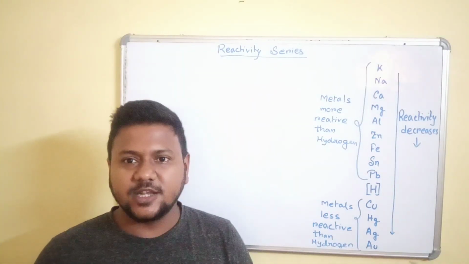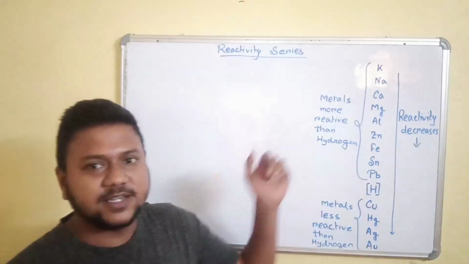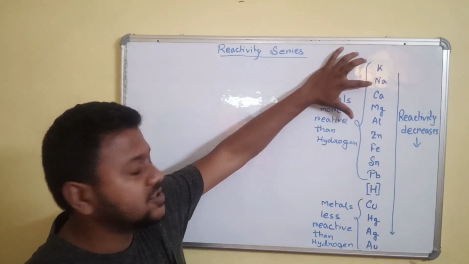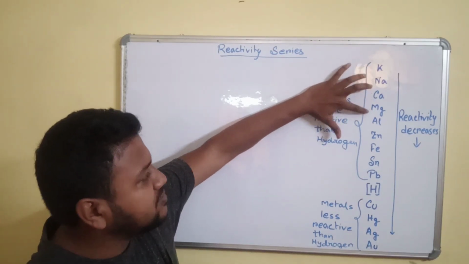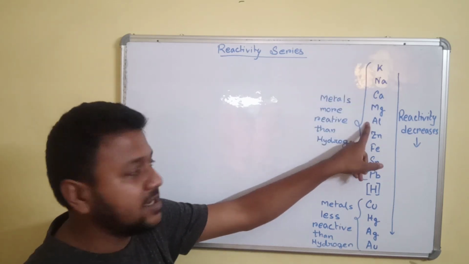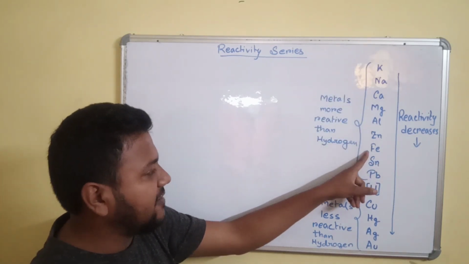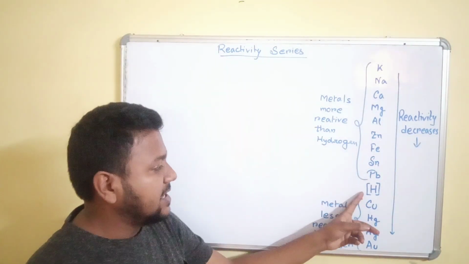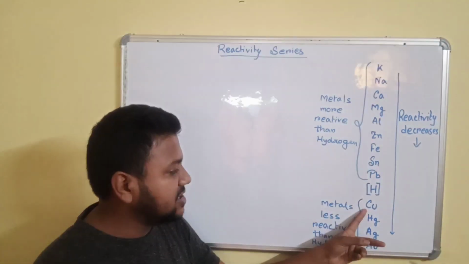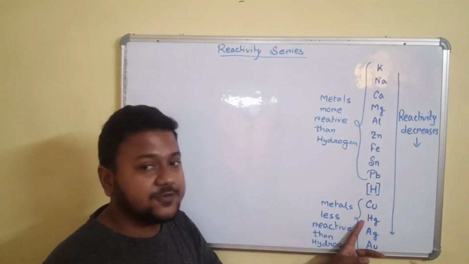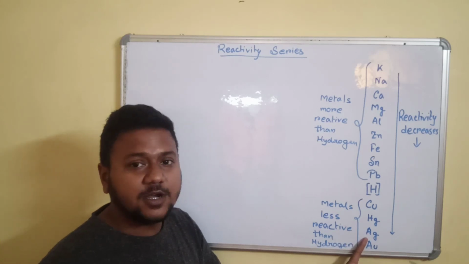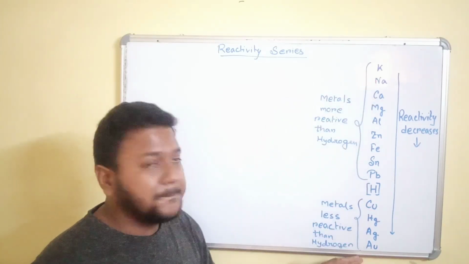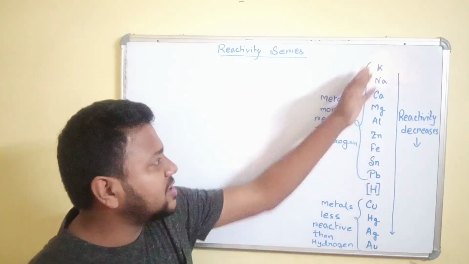The reactivity series represents a series of metals according to their reactivity. I am sure that you are aware of the symbols of the respective metals written over here. Let me recall for you. K stands for potassium, Na sodium, Ca calcium, Mg magnesium, Al aluminium, Zn zinc, Fe for iron, Sn for tin, Pb is lead, H stands for hydrogen, Cu stands for copper, Hg stands for mercury, Ag is for silver, and Au stands for gold. So these are the particular metals written over here according to their reactivity.